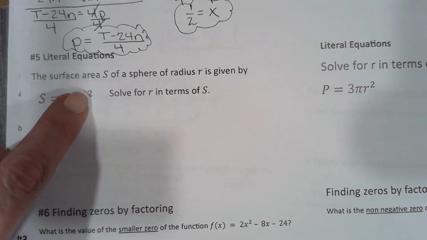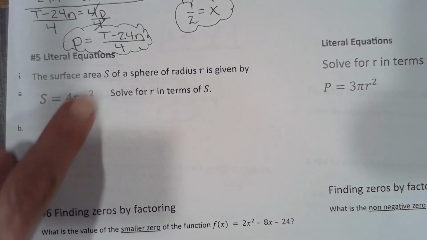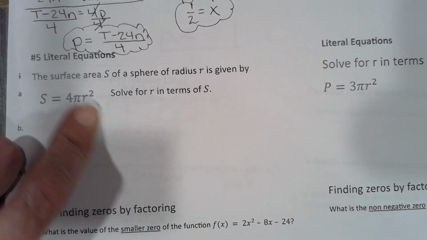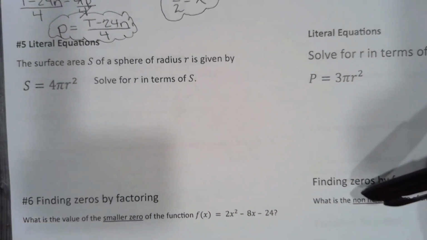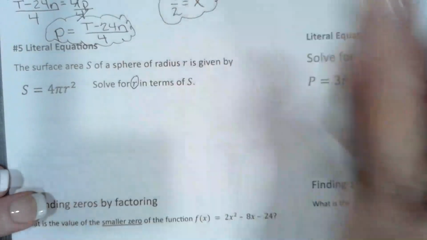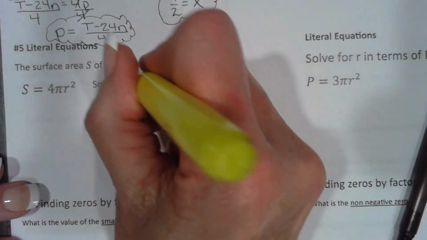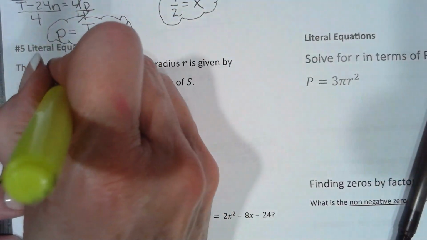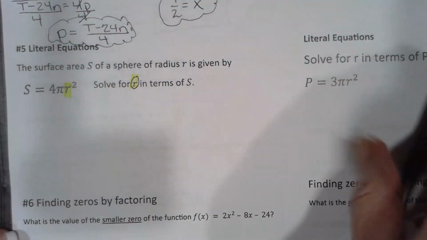All right. Here's a literal equation that some of y'all may recognize. It's the surface area of a sphere, 4 pi r squared. Okay, so solve for r. So we are solving for r, which means I want r all by itself.